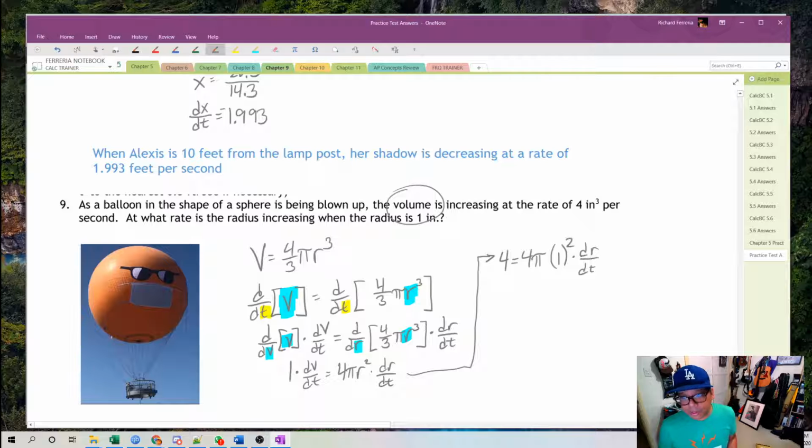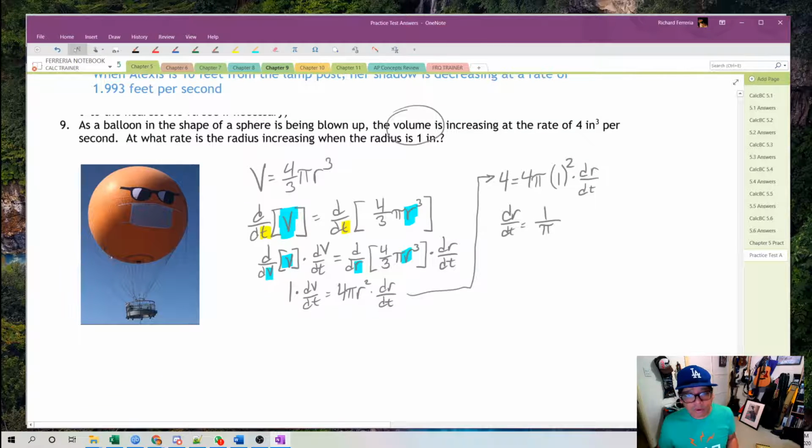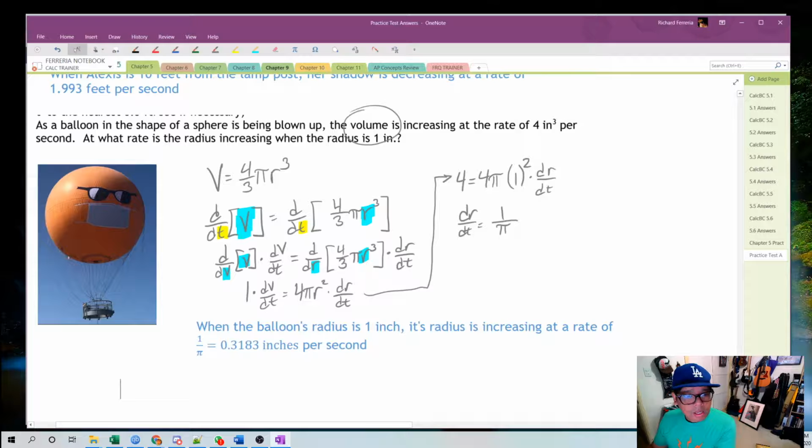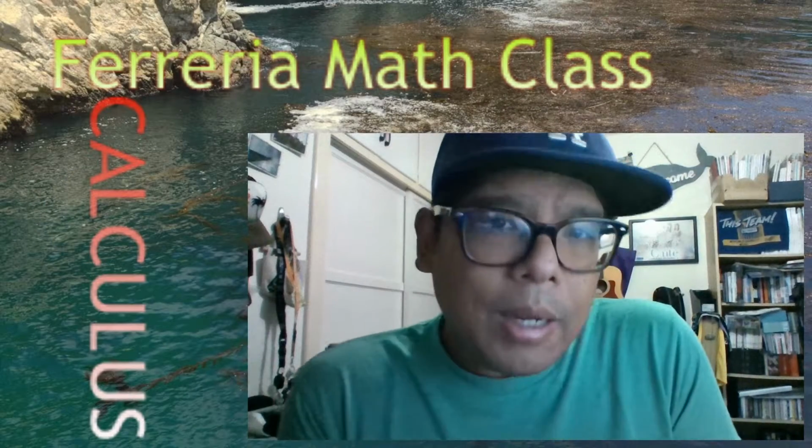Next, your step is to solve for dr dt, and that gives me dr dt equals 1 over pi. So 1 over pi, it looks like our radius is increasing, which should make sense with what you know. If you're increasing the volume of your balloon, then your radius should also be increasing. So when the balloon's radius is 1 inch, its radius is increasing at a rate of 1 over pi, which is about 0.3183 inches per second. So that's the end of that one.